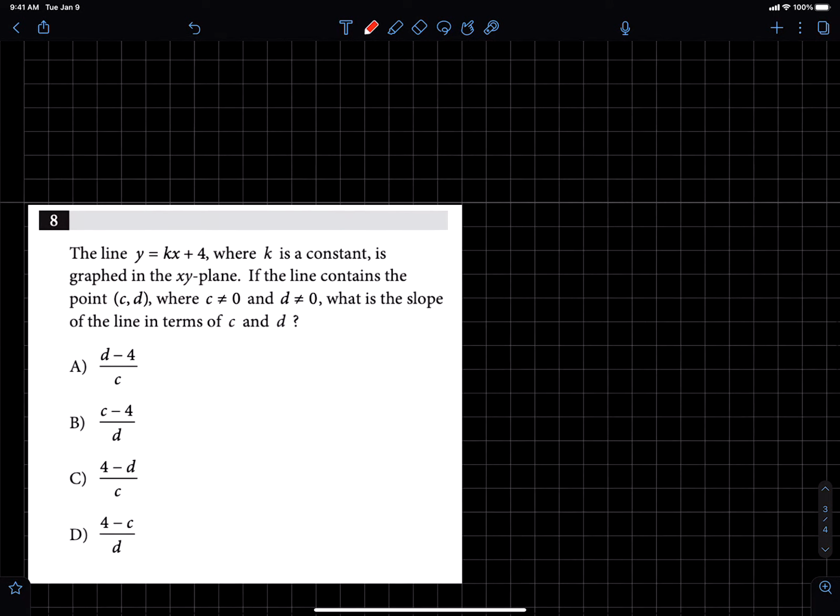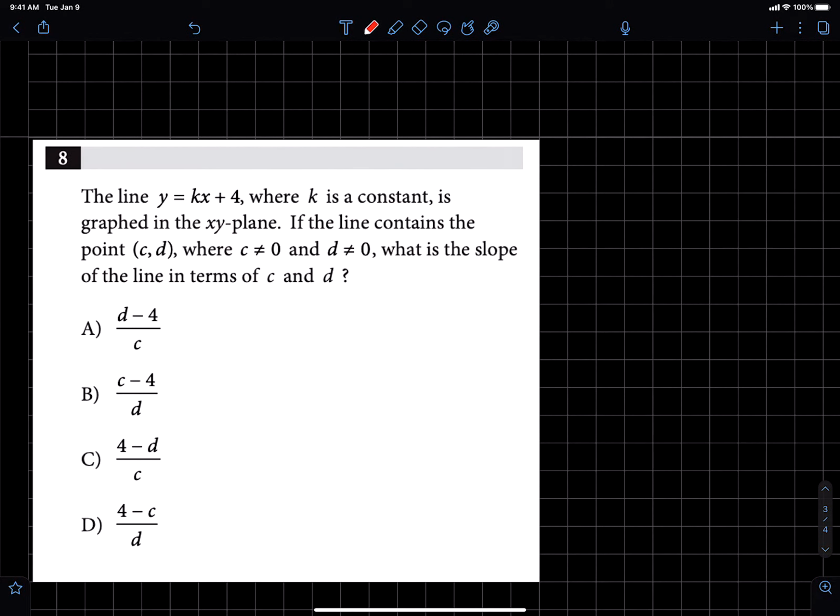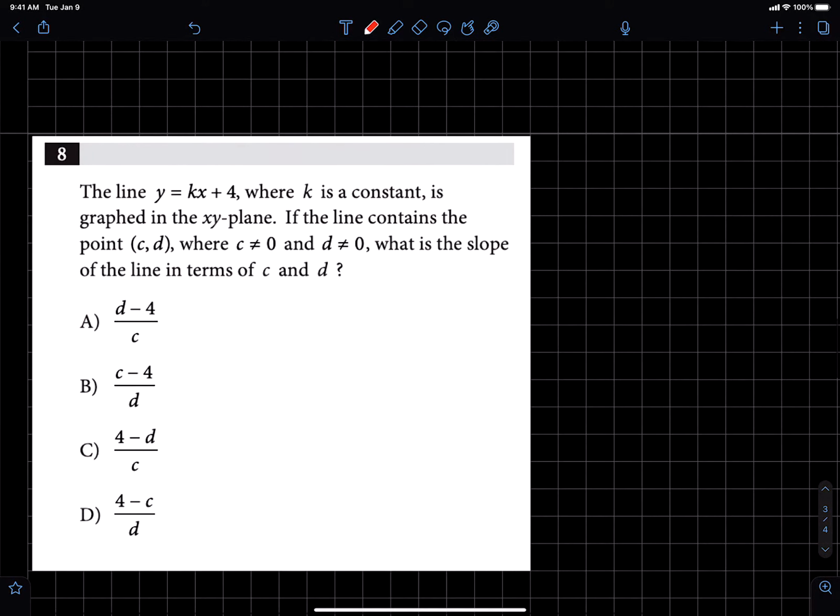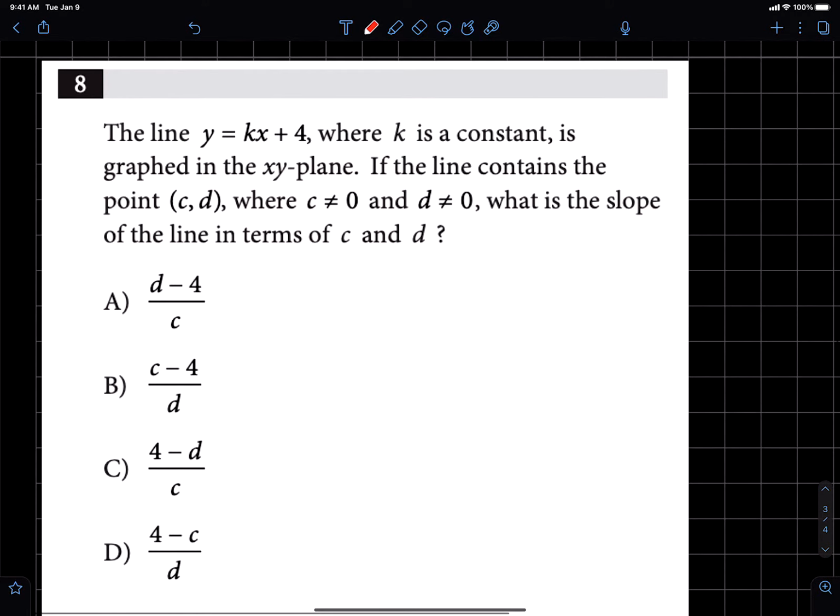Let's move on. The line y equals kx plus 4, where k is a constant, is graphed in the xy plane. If the line contains the point c, d, where c does not equal 0 and d does not equal 0, what is the slope of the line in terms of c and d? Okay. Let's think about this a little bit. Remember that in this case we have y equals kx plus 4, and k is going to be our slope. If a line contains the point c comma d, what is the slope in terms of c and d?